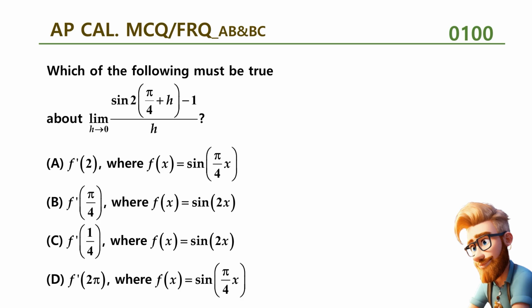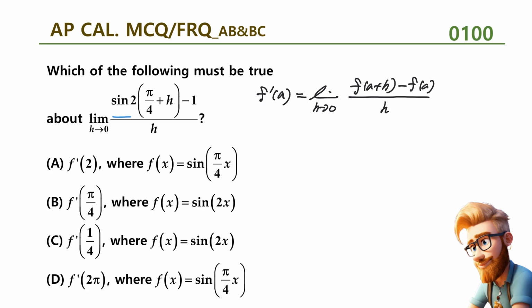Question 100. Which of the following must be true about the limit of this expression, this function? Okay, limit as h approaches 0, and we have h in our denominator. This expression comes from the derivative of the function, right? So the definition of the derivative of f at x equal a, which can be written as f prime a, is equal to the limit as h approaches 0 of f of a plus h minus f of a over h, right?